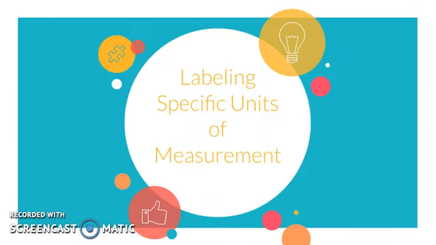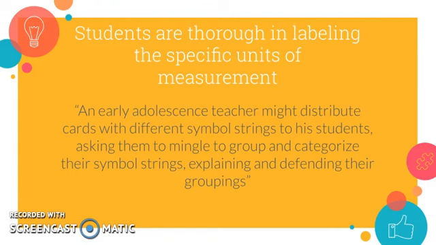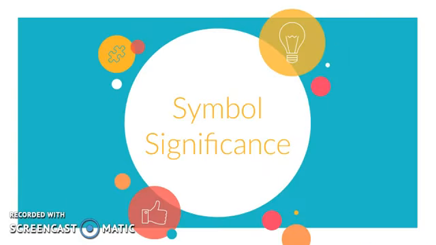Labeling specific units of measurement. Students are thorough in labeling the specific units of measurement. An early adolescent teacher might distribute cards with different symbol strings to his students, asking them to mingle in groups and categorize their symbol strings, explaining and defending their groupings. This can also show, and is a good experience for students to realize, that sometimes different things can be grouped in multiple ways and they're still correct.